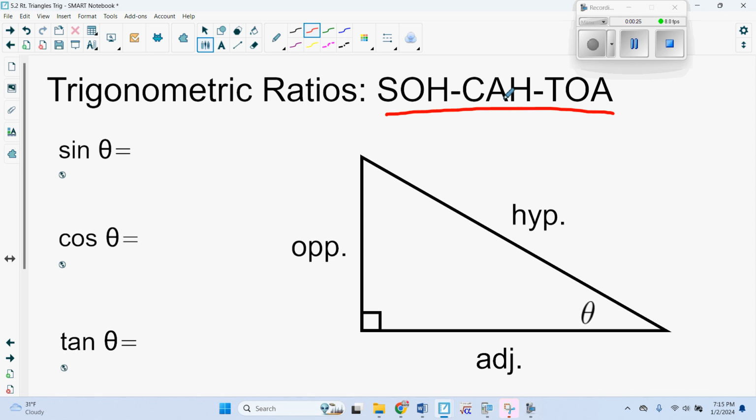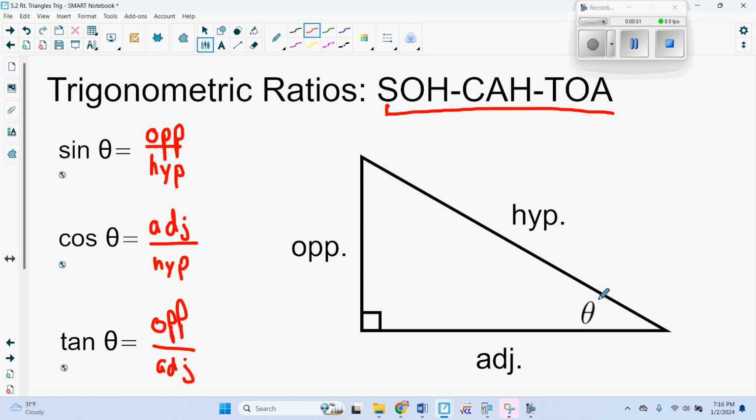And I know you've seen this before, and if you remember, what this stands for is sine is opposite over hypotenuse. Cosine is adjacent over hypotenuse. And tangent is opposite over adjacent. And this depends on where your angle is, right? This will be different if your angle's in a different spot.